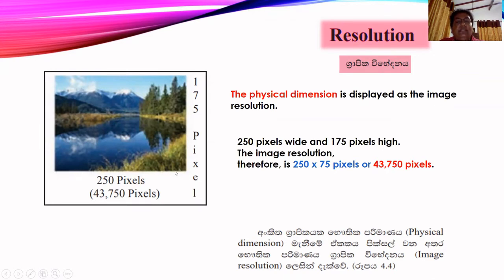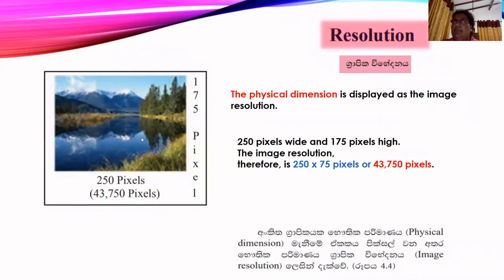So what is the resolution? We should find the area of the image, right? We should find the area of the image. So how to find the area? You should multiply 175 into 250. Then don't worry, we can have that answer: 43,750 pixels, right? So that is the resolution of this picture.